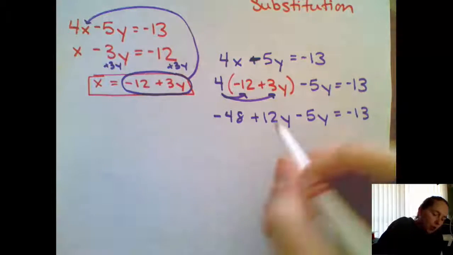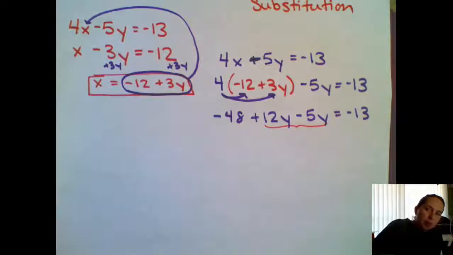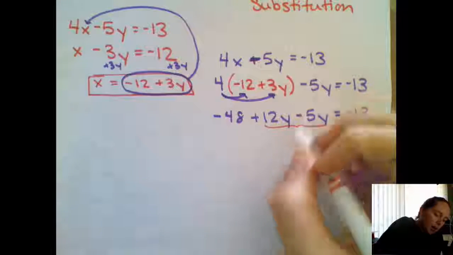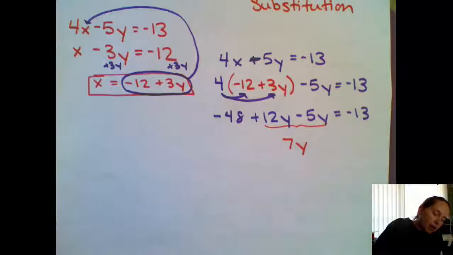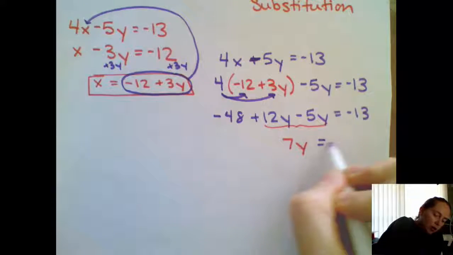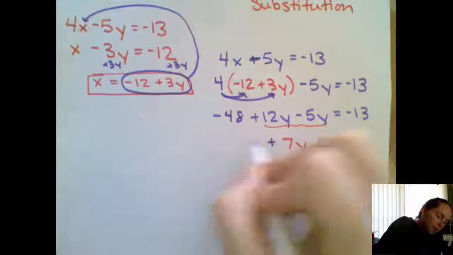Now if you notice that you have these like terms on the same side of the equal sign, we're going to combine them. 12y minus 5y is 7y. I'm going to bring down the other things we have not used yet.